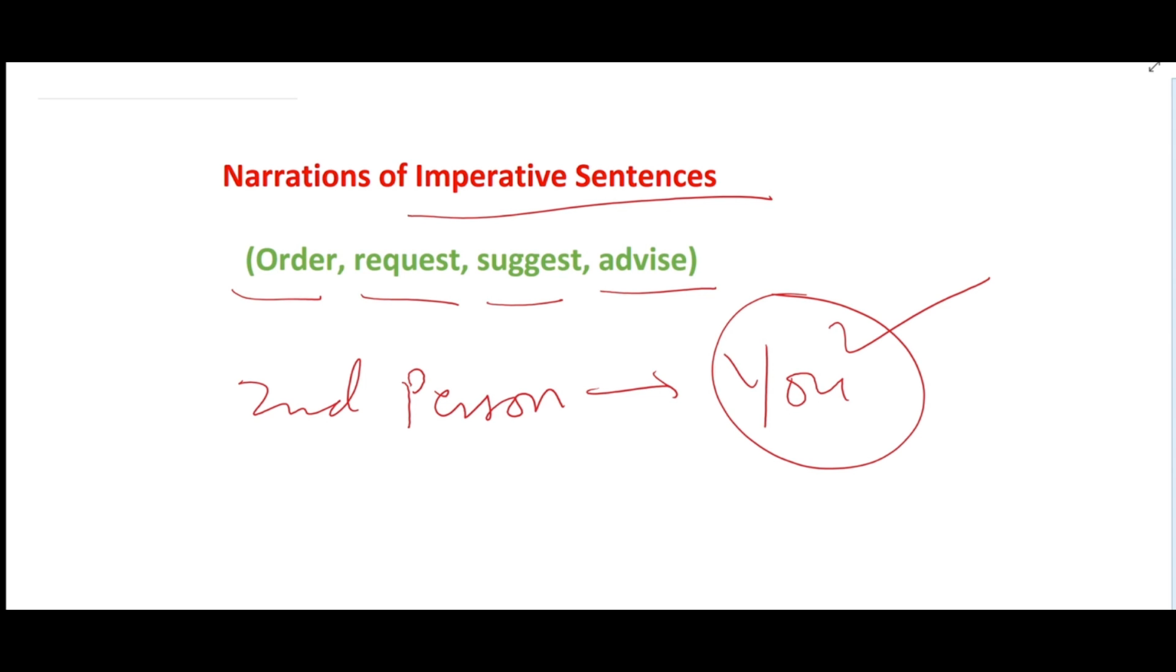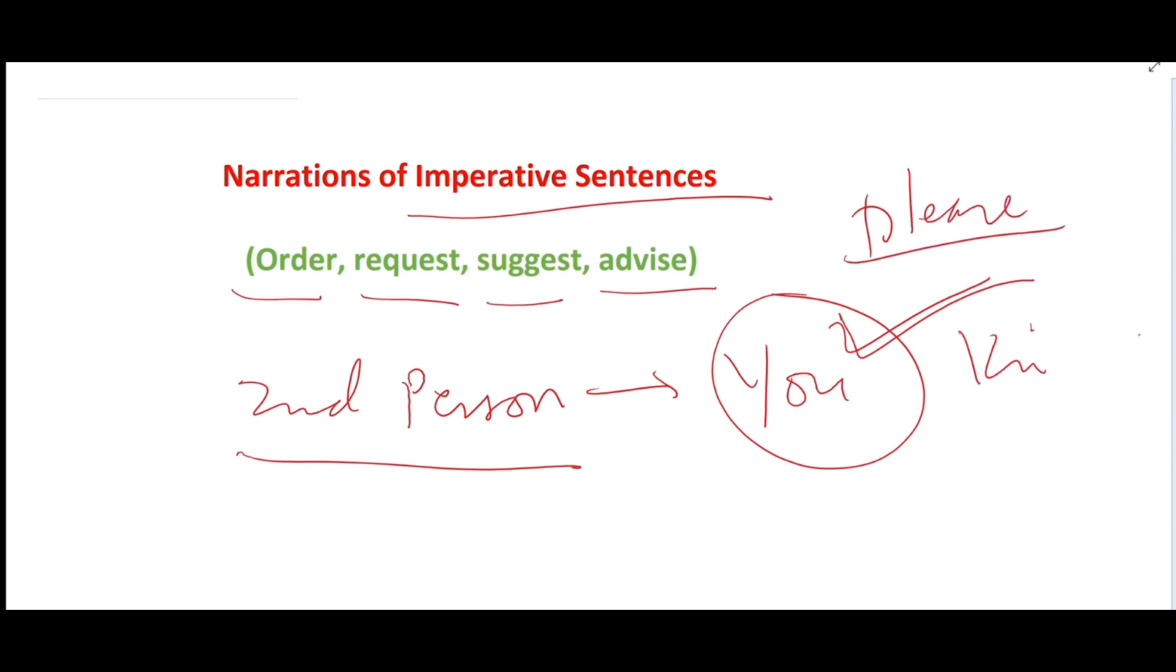So imperative sentences are for the second person, and that is why we do not use the word you in imperative sentences. Mainly they start with the verb, or we can also use the word please, or the word kindly whenever we want to suggest or advise someone. So in this way we can use imperative sentences.